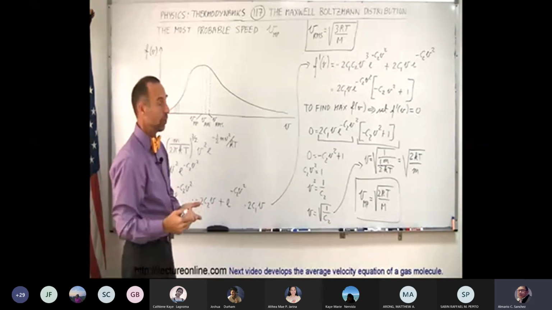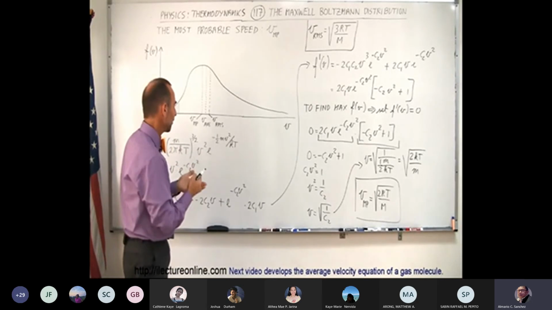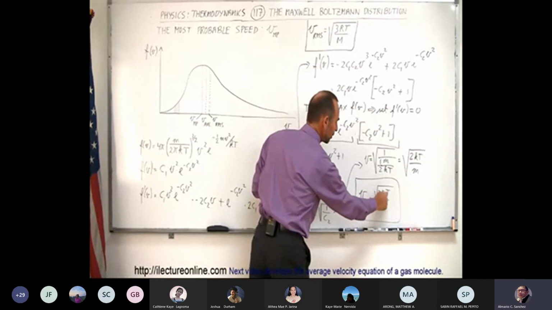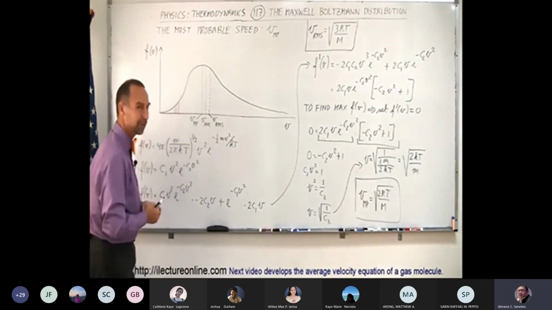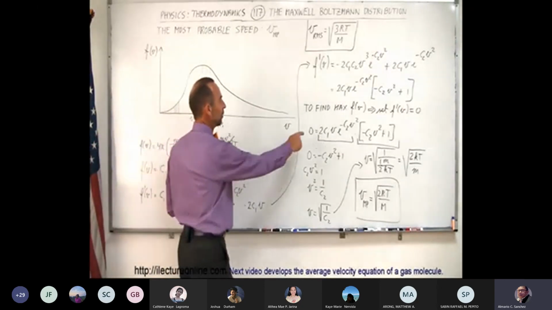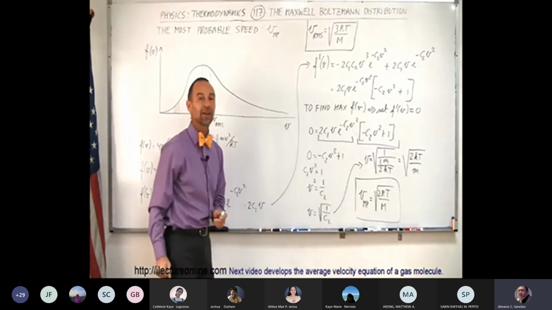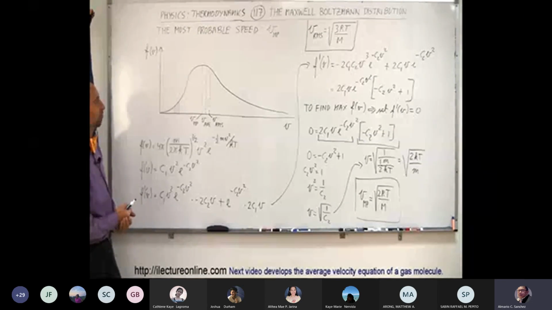So if someone says, what is the most probable velocity? The velocity that has the most molecules traveling at that velocity, it is equal to the square root of 2RT over m. And thanks to Maxwell and Boltzmann, with coming up with this great equation, all we had to do is take the derivative, set it equal to 0, solve for v, and there's the velocity. And that's how you find the most probable velocity in the Maxwell-Boltzmann distribution of velocities of a gas.